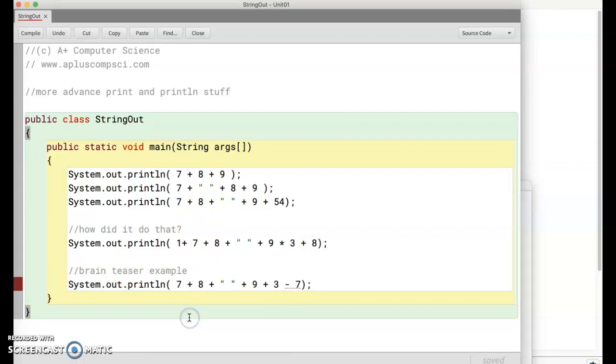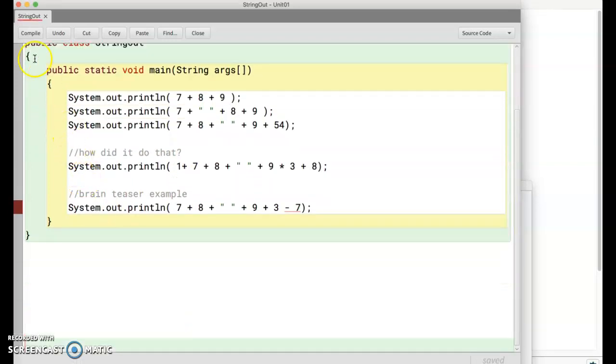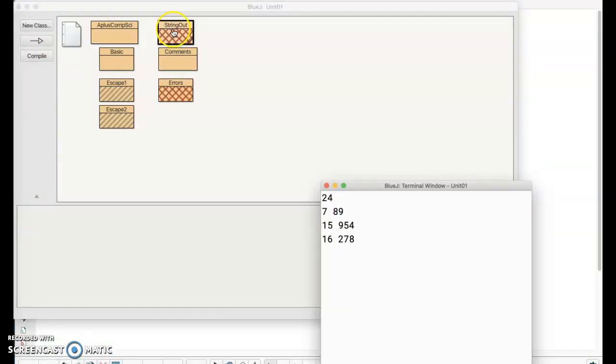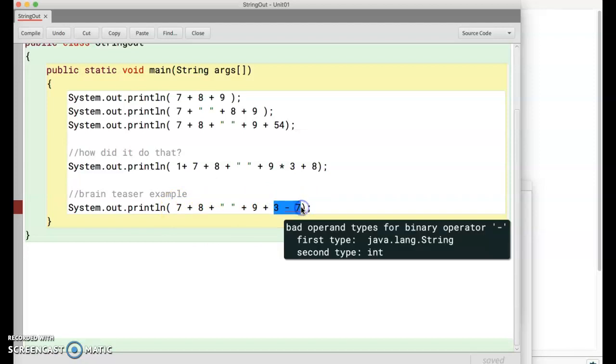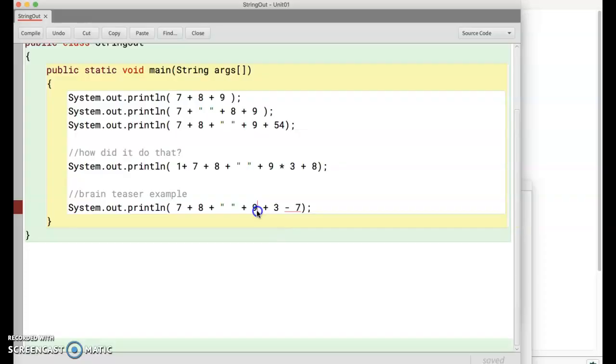So this particular example is an actual error. If you look here, it's telling me this is an error. So what could the error be? Well, what do you think? All right, maybe I'll give you a question there. So 9 plus 3, in order of operations, adding and subtracting go left to right. So it's not going to do the 3 and minus 7 first. This is the greatest thing I see. It says bad operand types for binary operator. The first type is a string, the second type is an int, which is exactly the problem.